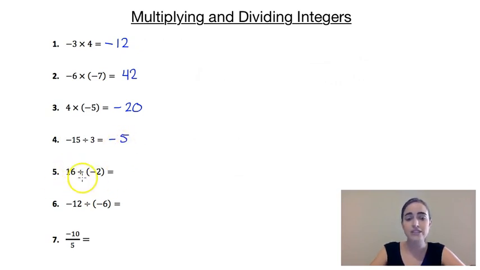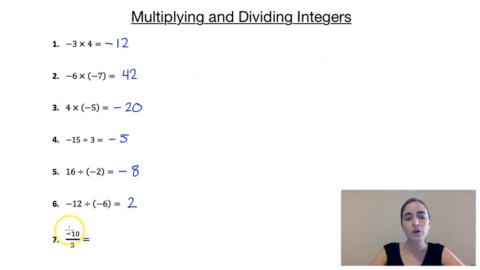For question 5, I've got 16 divided by -2. Again, I've got a positive and a negative, so one of each. So that means my answer is going to be negative. And then 16 divided by 2 is 8. My next question, I've got -12 divided by -6. Because I've got a minus number divided by a minus number, my answer is going to be positive. And then 12 divided by 6 is going to give me 2.